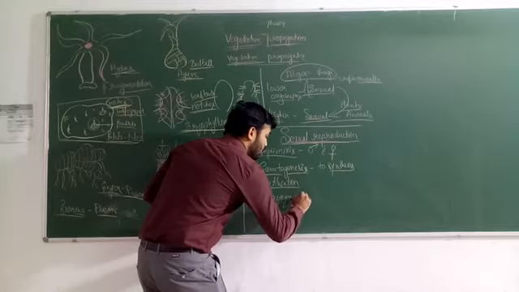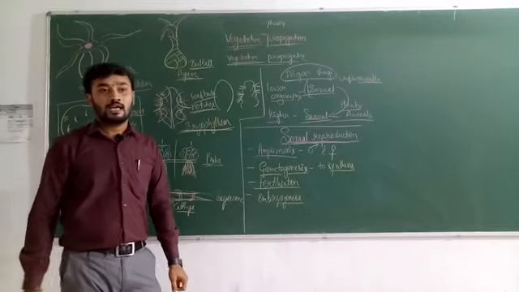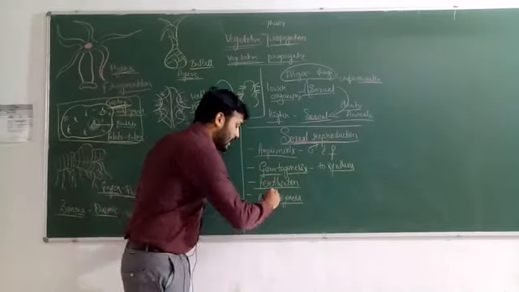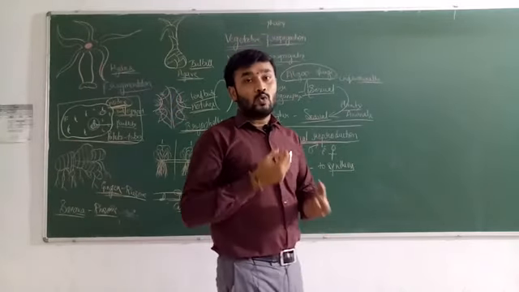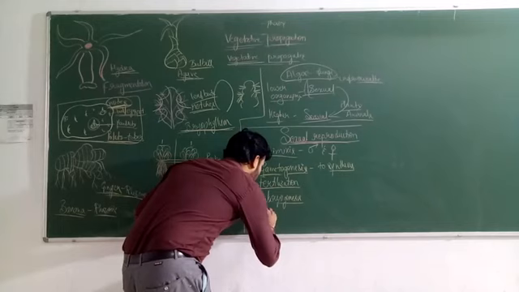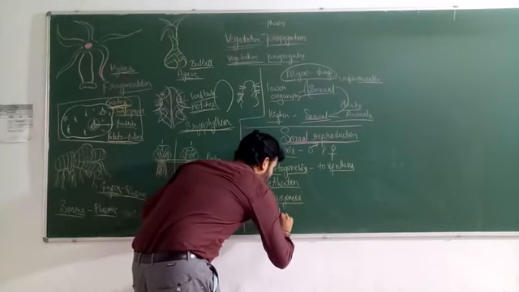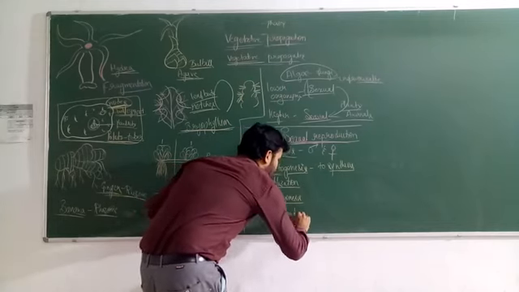Embryogenesis. Producing the embryo is embryogenesis. And ultimately, last is development. So these are the 4 steps in which we can see how sexual reproduction takes place.